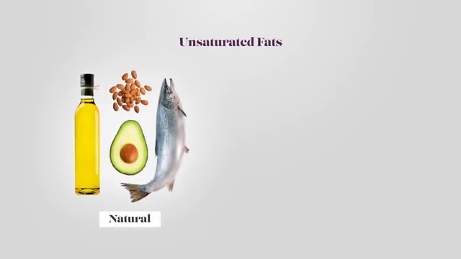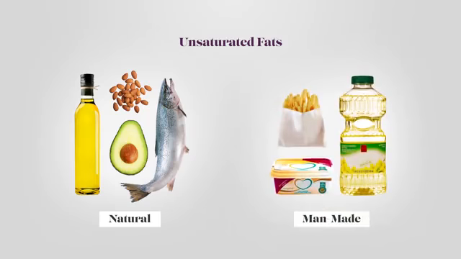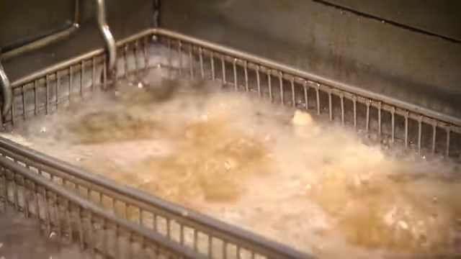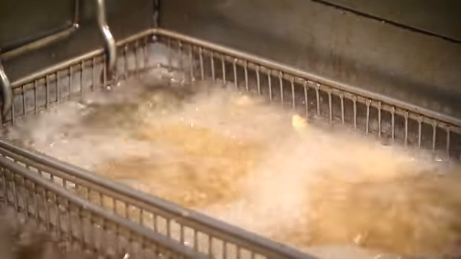Unsaturated fats can be naturally occurring, like the fats found in olive oil, nuts, and avocados, or they can be man-made or chemically manipulated to become unsaturated. These are the fats found in some margarines and in the kinds of oils that are often used for repeated cooling and reheating in deep frying machines like the ones used in many fast food restaurants.